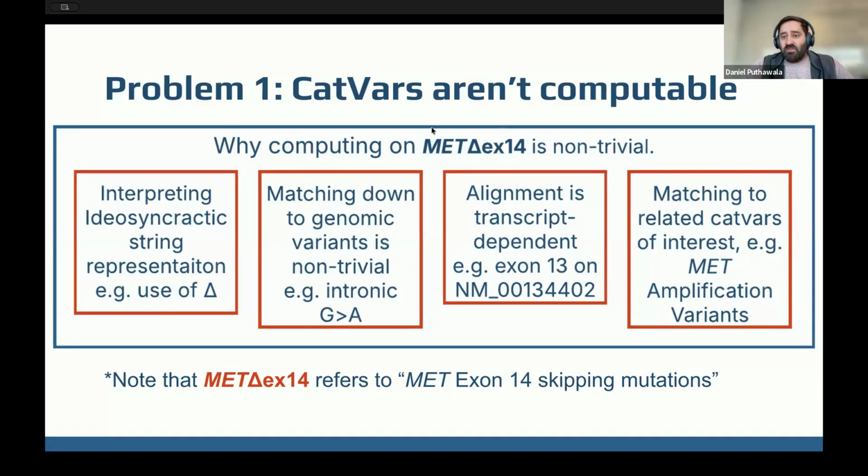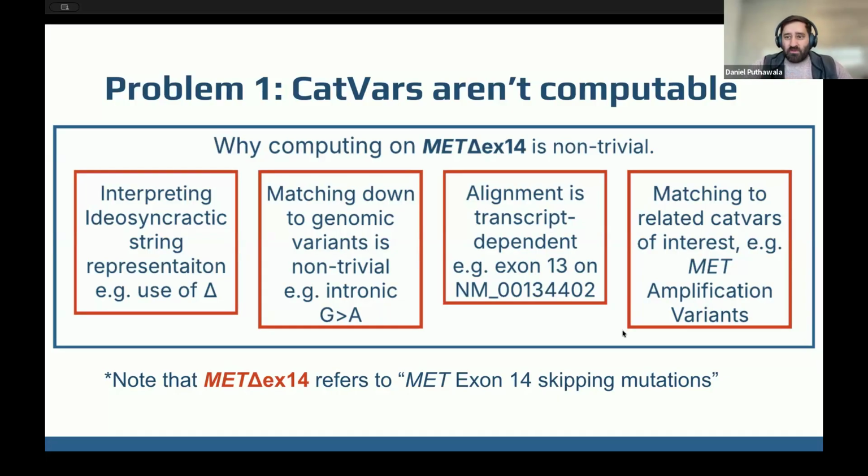Going down from this transcript change to underlying genomic variants, such as an intronic genomic variant, which can give rise to exon skipping, is a non-trivial thing to compute. Alignment on your transcript can also change which exon we're actually talking about. So exon 14 on the main select transcript might translate to exon 13 on a different transcript, or 15 or 16. Finally, MET exon 14 skipping mutations are similar in clinical effect and importance to MET amplification variants.